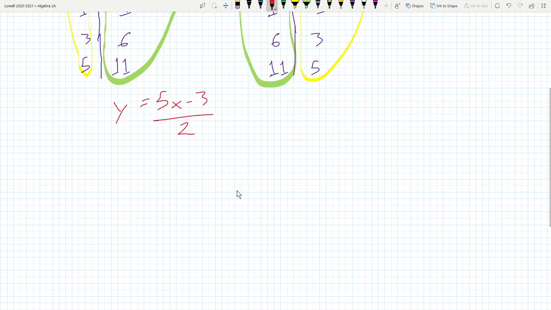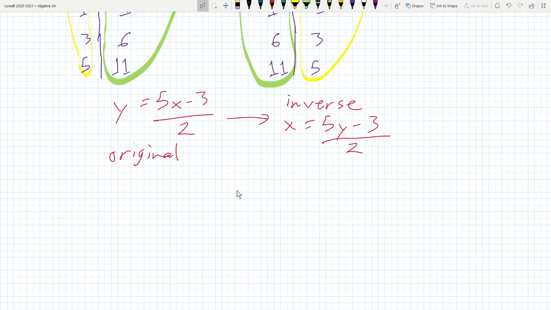Okay, so that's the original. The inverse would mean our equation would say X equals 5y minus 3, all divided by 2. But usually we want to write something in terms of Y equals. We're just used to seeing it like that. So let's do that.